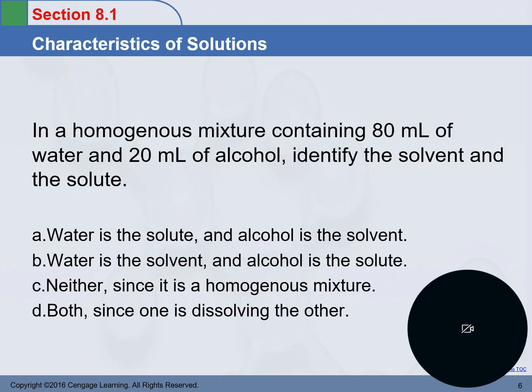Here's our first learning check. As always, I encourage you to pause the video, try to read the question and answer it. So in a homogeneous mixture containing 80 milliliters of water and 20 milliliters of alcohol, identify the solvent and the solute. Hopefully after you've read the choices you came up with the answer of B. And there is our answer.